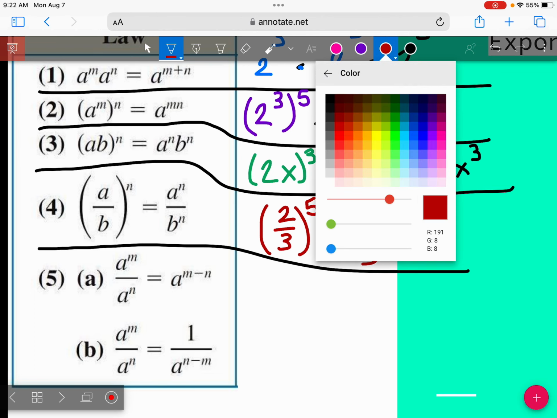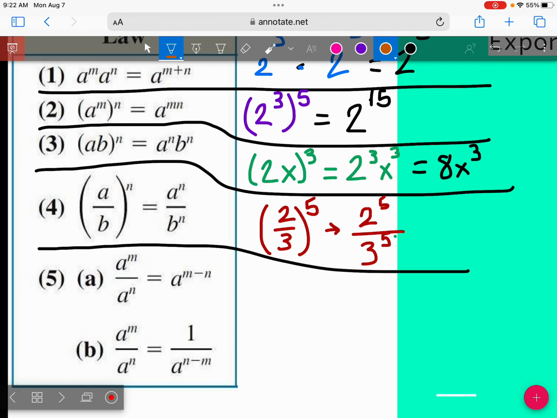So I need yet another color. Let's go orange. I'll go kind of rust. There we go. So the important thing to notice here is that these bases are the same. So this is 2 to the 5th over 2 squared. Which it's easy to see where this subtraction comes in if we write it out like we did the first time. 2 times 2 times 2 times 2 times 2. I'm going to write it out the long way.